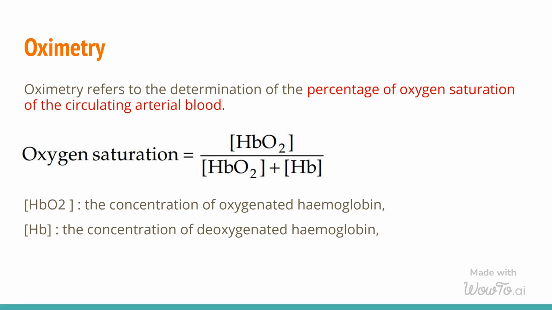This information can be crucial in assessing the respiratory and cardiovascular health of a patient, as well as monitoring the effectiveness of oxygen therapy. Oximetry is commonly used in medical settings, such as hospitals, clinics, and during surgeries, but portable pulse oximeters are also available for home use.